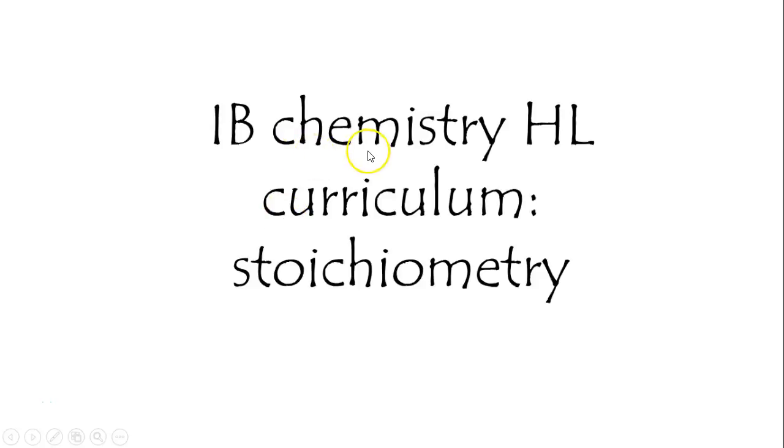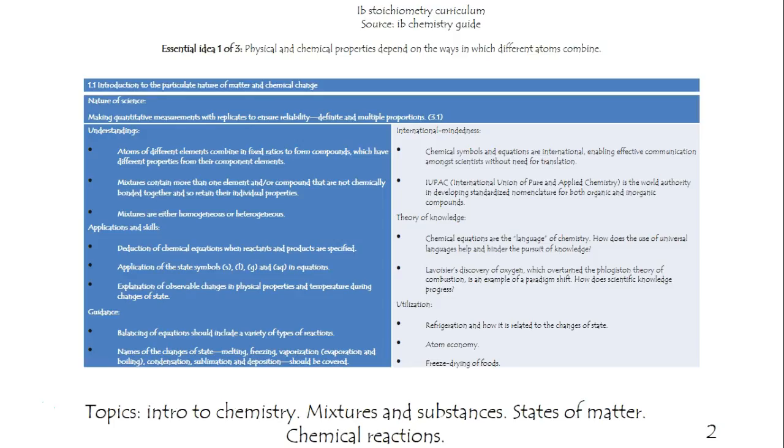IB higher level chemistry consists of 11 topics, the first of which is stoichiometry. To make sure that all topics are covered, we have the official curriculum. This is also useful for students so you can get an exact idea of what you're supposed to know. This will take a little while, but let's take a look at the official IB HL curriculum for stoichiometry.